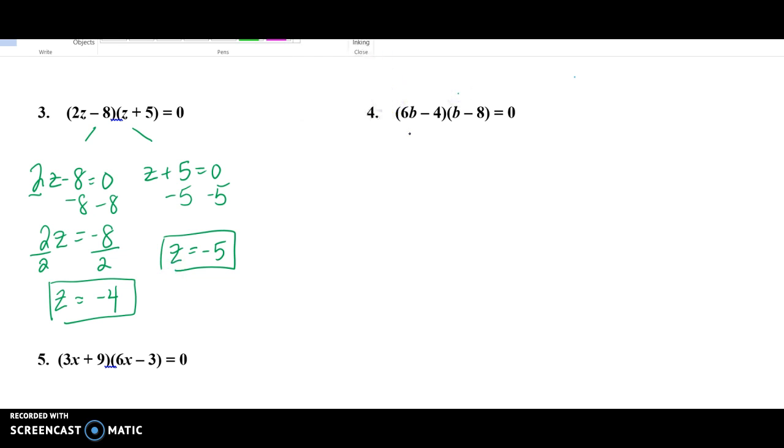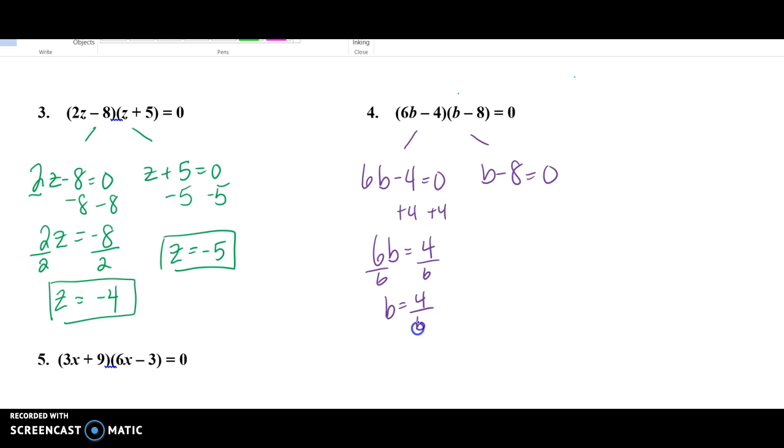Okay, the next one, 6b minus 4 equals 0, and b minus 8 equals 0. We're going to add 4 to both sides. 6b equals 4. And then we're going to divide both sides by 6, where we'll get b equals 4 over 6, which needs to be simplified. We divide the top and the bottom by 2, and that will give us 2/3. So our final answer for that one is 2/3. The next one, we're going to add 8 to both sides. b is equal to 8.